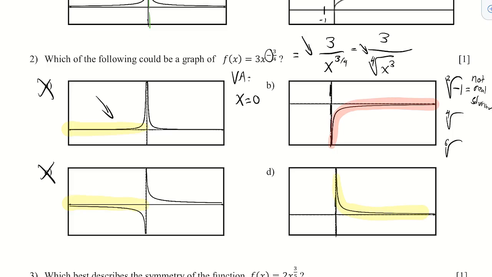So if I were to choose, let's say, x is equal to 1, right here at 1, will I yield a positive value or a negative value? In this case, picking whichever graph I wanted to plug into, it's going to be 3 over 1 to the 3/4. But 1 to the 3/4 is really just going to yield 1, so my answer here is most likely going to be D.